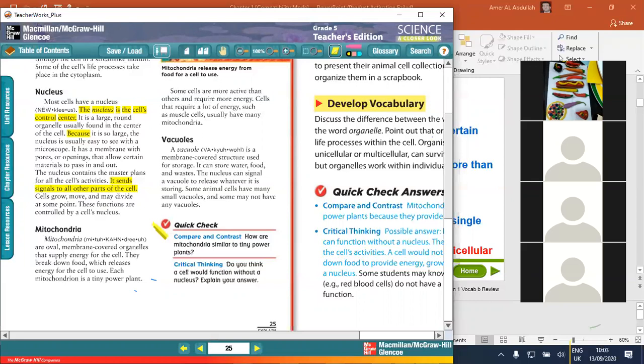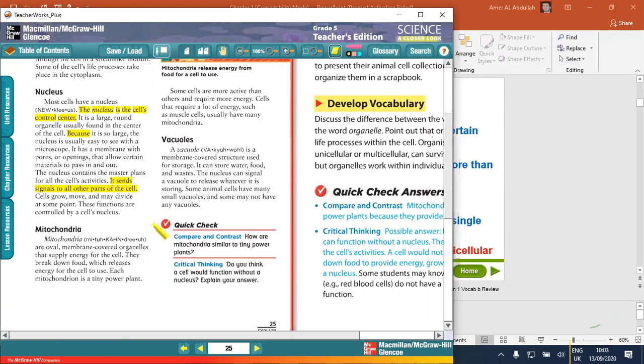When you want to walk, the cells in the brain send a message to your leg so you can walk. It has a signal, sending messages between the brain and other components. These functions are controlled by the cell's nucleus.